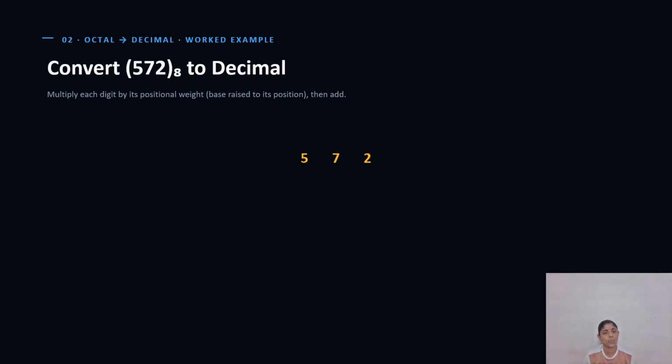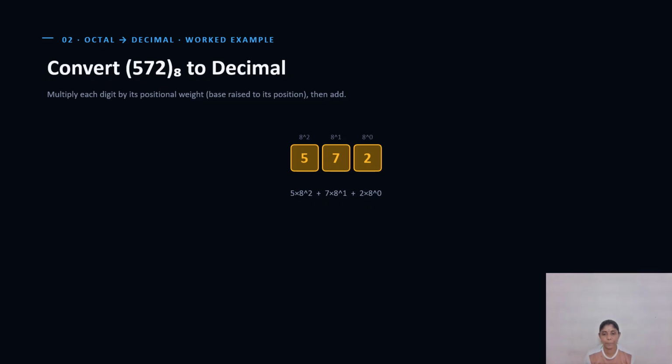So here also, what are all the things you have to consider? Face value and place value. What are the face values? 5, 7 and 2. Already I have written. Next you have to consider the place value. What are your place values? The place value of 2 is 8 power 0, the place value of 7 is 8 power 1 and the place value of 5 is 8 power 2. So 8 power 2 in the sense 64.